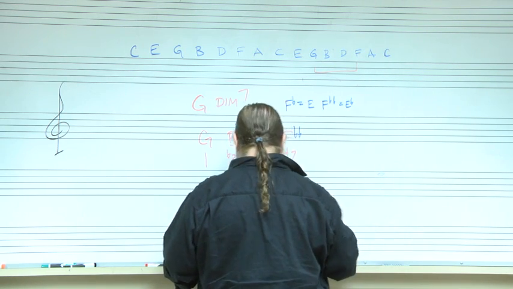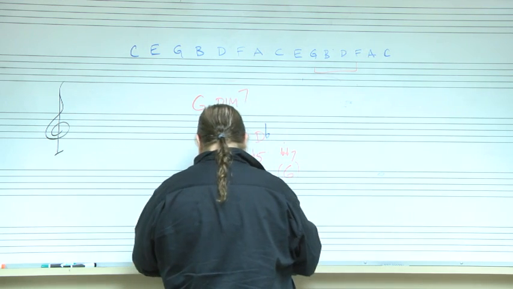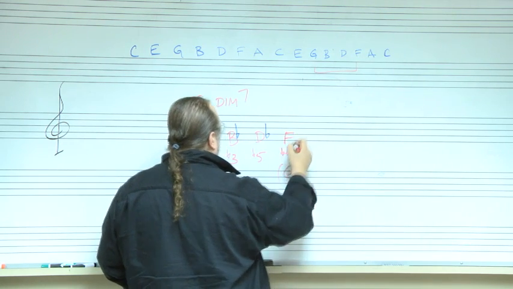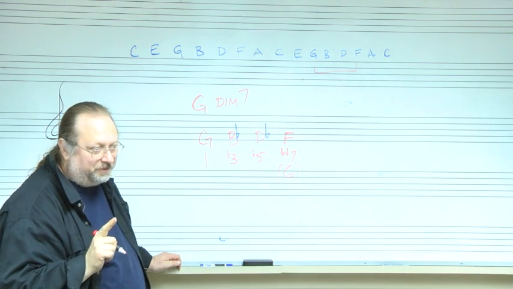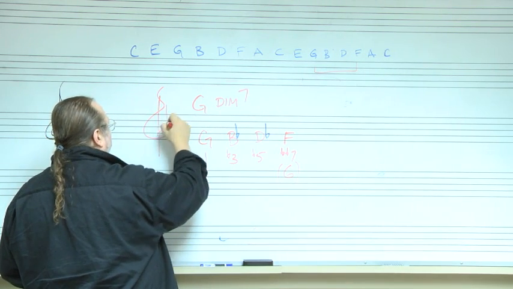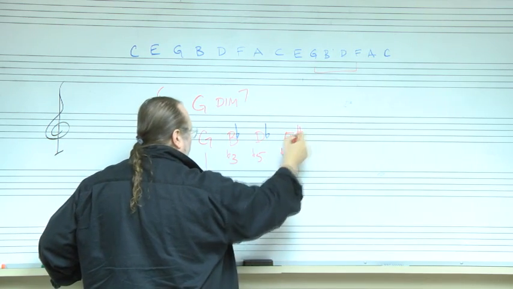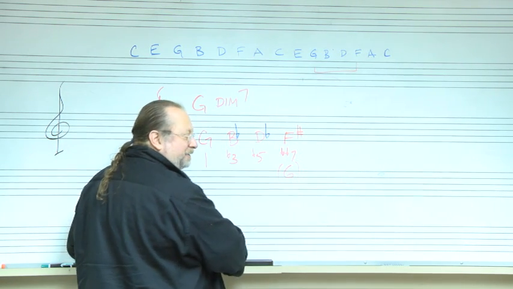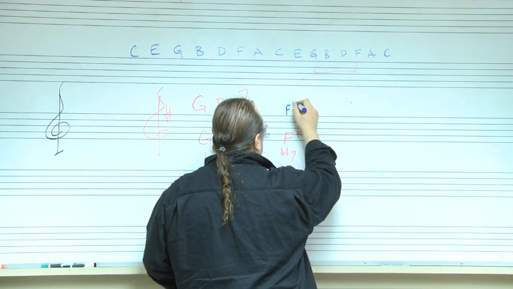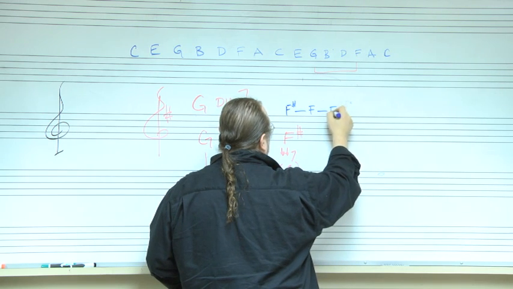Well, no, that's wrong. I'll tell you why. In the key of G we have one sharp, and it's F. So in the key of G, that would be F sharp. If you double flat it, it'd be F flat. F sharp, down a half step is F, down another half step is F flat.